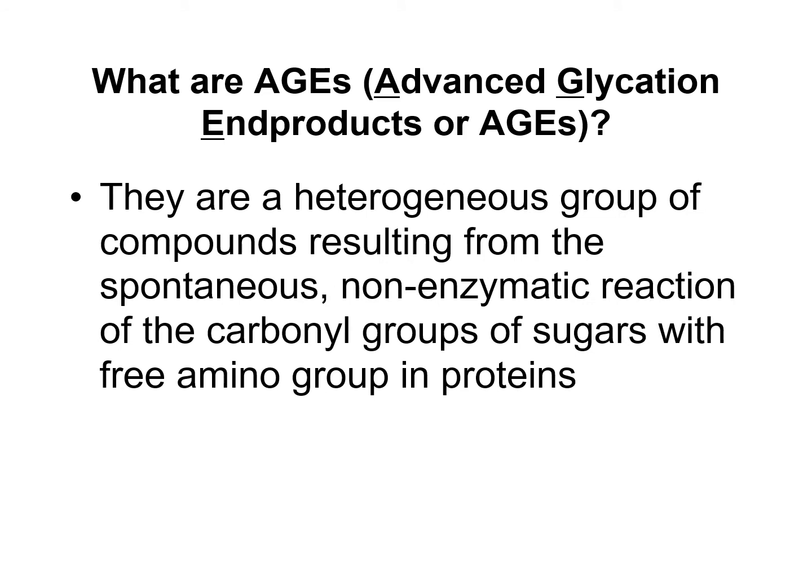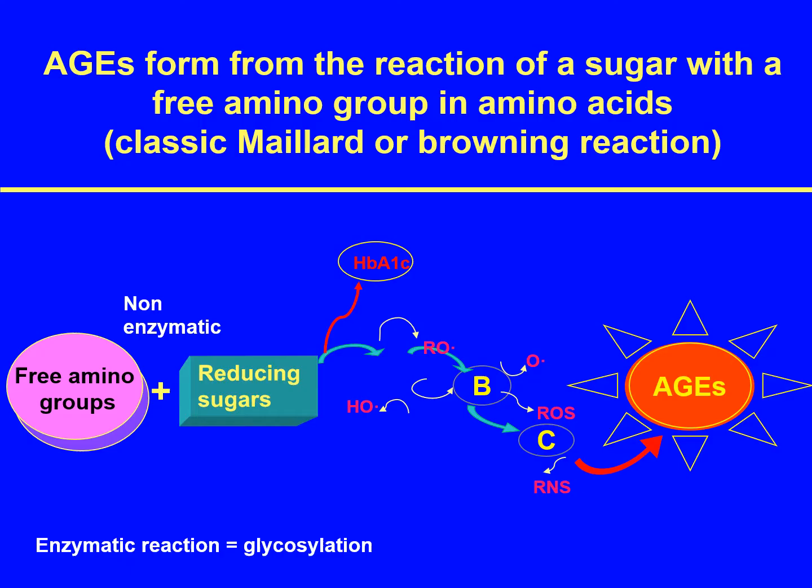AGEs are a heterogeneous group of compounds resulting from the spontaneous non-enzymatic reaction of the carbonyl groups of sugars with the free amino groups in protein. As you can see in this scheme, the free amino groups react with reducing sugar spontaneously in a non-enzymatic reaction, leading to a series of intermediate reactions that eventually culminate in the formation of advanced glycation end products, AGEs.